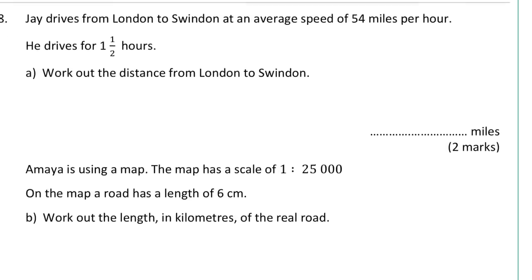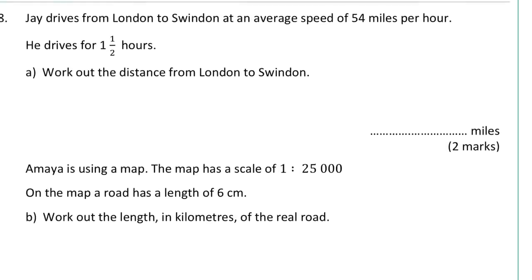This next question says that Jay drives from London to Swindon at an average speed of 54 miles an hour. He drives for an hour and a half, work out the distance from London to Swindon. Now this is also one of those really nice questions where we're dealing with speed, because they are relatively nice. They give you things like an hour and a half, or it might be 2.5 hours. But that proportion of the distance is really important.